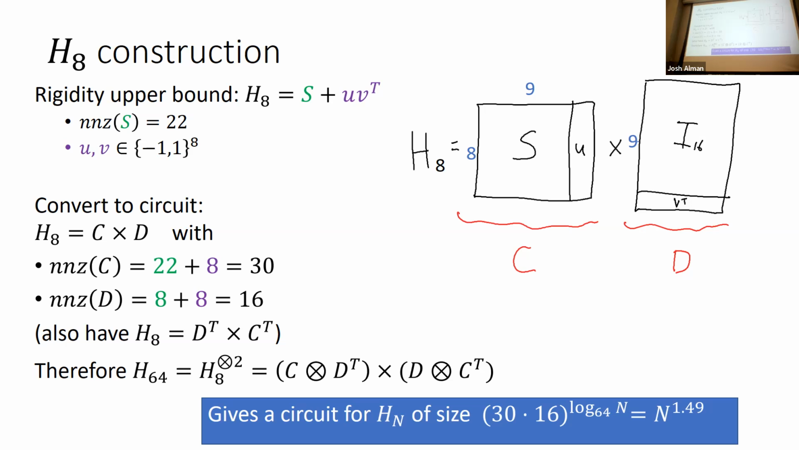So that's really the whole idea. But the intuition is we should try to use rigidity upper bounds to construct these circuits. And we honestly just tried a bunch of things until we found one that worked. It ended up being quite simple.